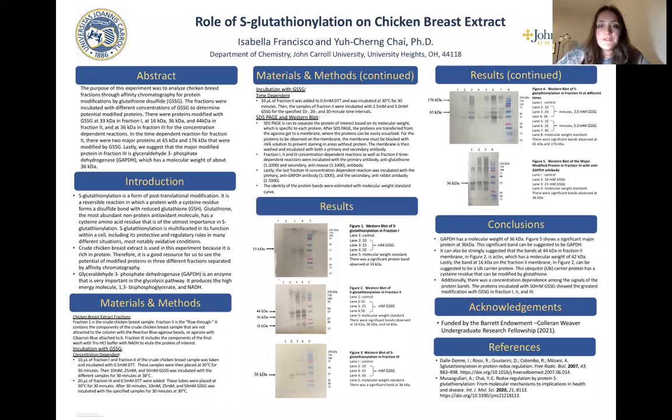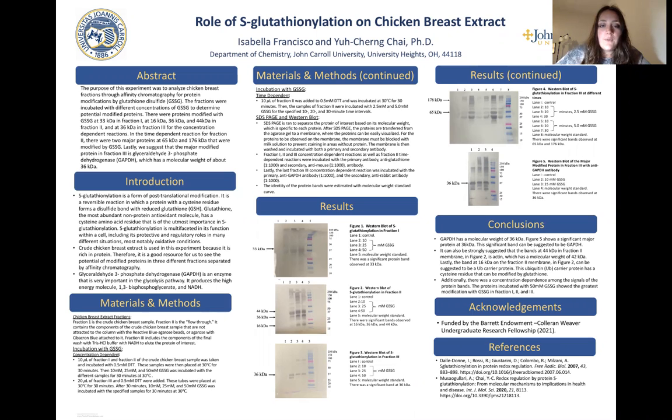Dr. Chai in the Department of Chemistry at John Carroll University on this project entitled Role of S-glutathionylation on Chicken Breast Extract. The main goals of this experiment were to analyze chicken breast fractions for protein components that were modified with glutathione disulfide, GSSG, using the technique of affinity chromatography. The proteins were modified with different concentrations of GSSG, and the presence of modified proteins was observed through the use of SDS-PAGE and Western blotting.